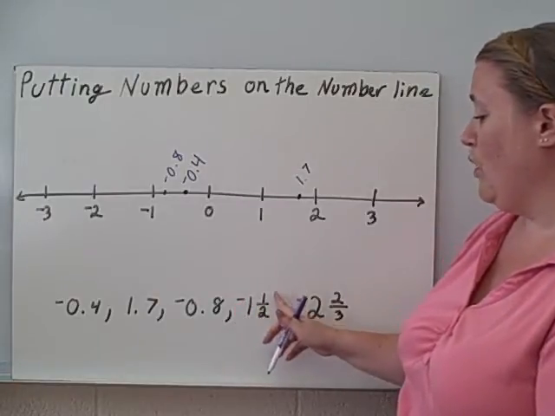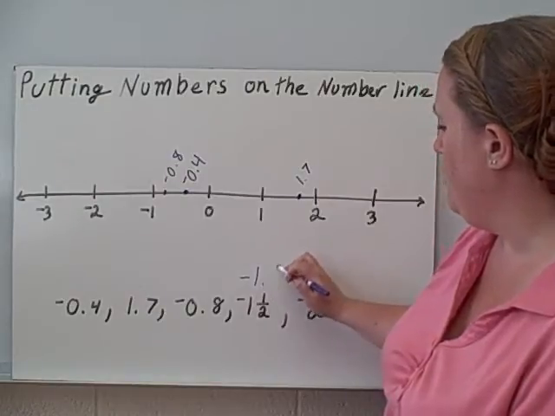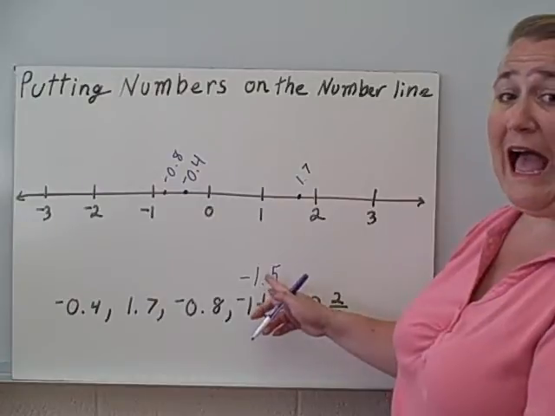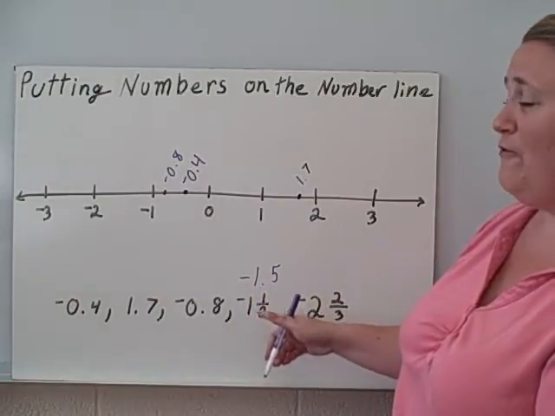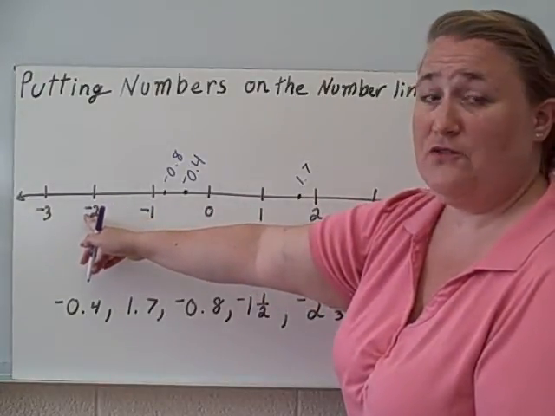Negative 1 and 1/2. You will also sometimes see this as negative 1.5. It is, 0.5 is halfway, remember? Negative 1 and 1/2 would be halfway between -1 and -2.